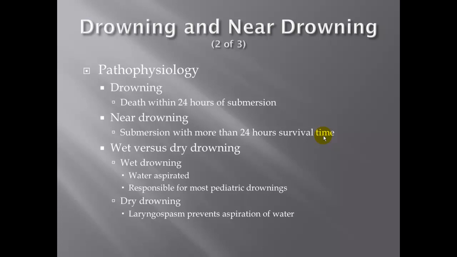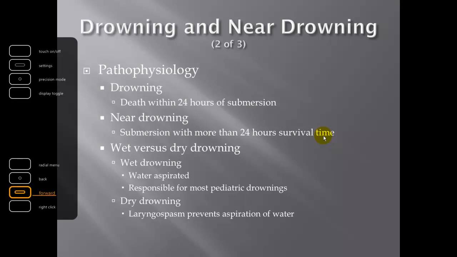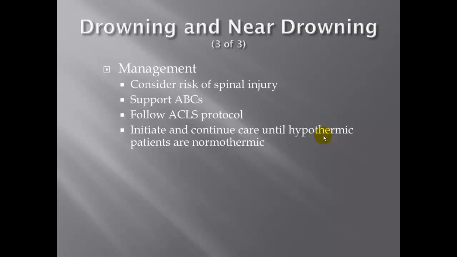Wet versus dry drowning. A wet drowning is whenever water is aspirated, and this is responsible for most pediatric drownings. It washes out the surfactant and causes us problems with perfusion and oxygenation. In dry drowning, we have laryngospasm, which prevents the actual aspiration of water. However, the hypoxia and the full arrest that ensues would still be from a drowning source, just dry. There's no water that washed out the surfactant in the lung tissue.